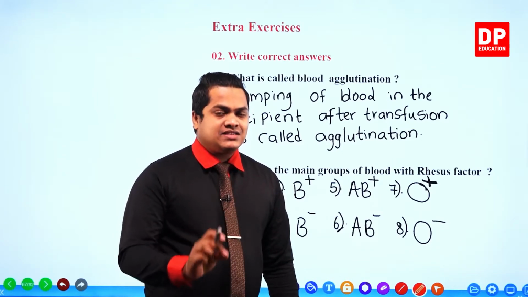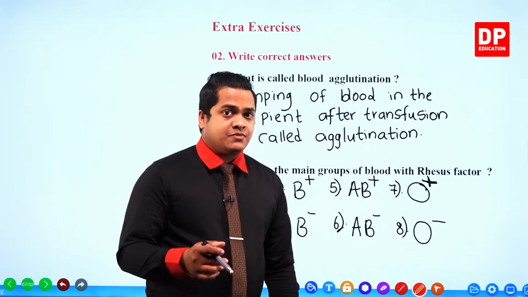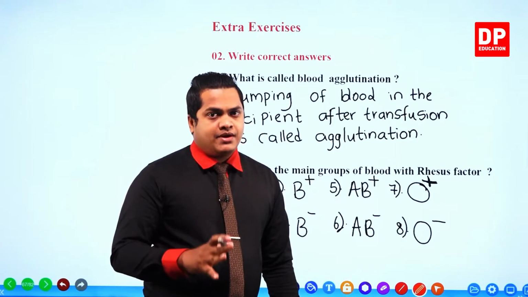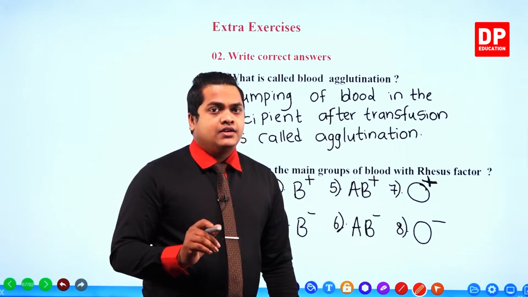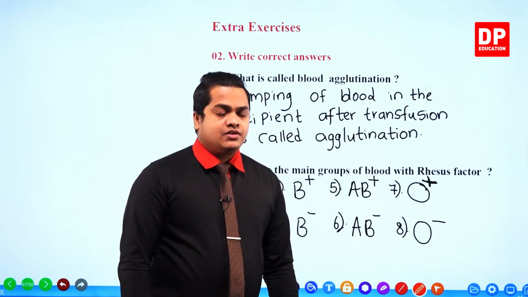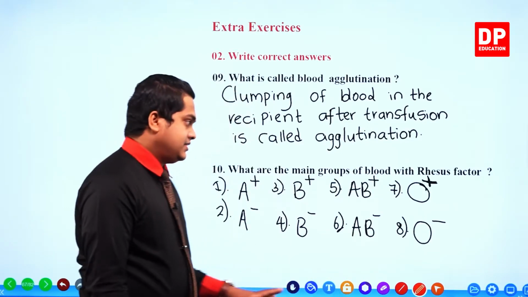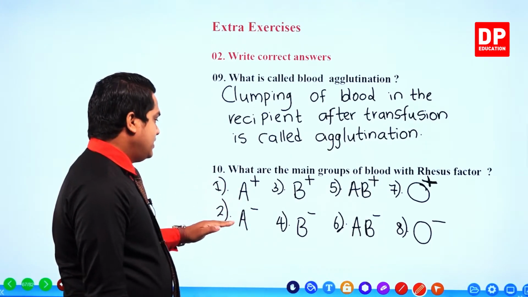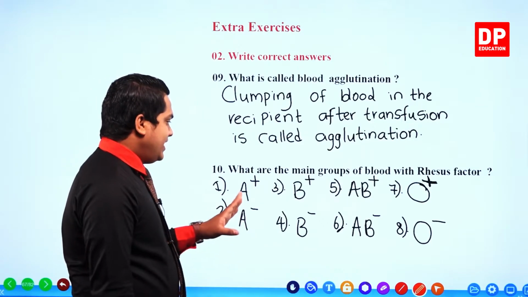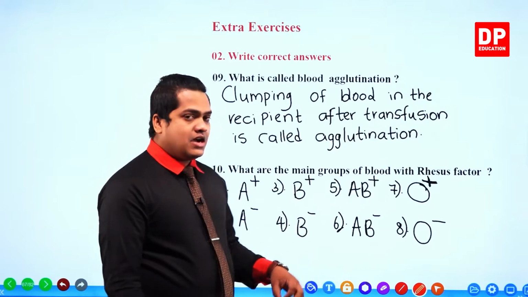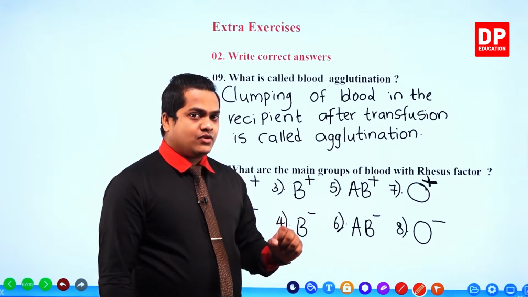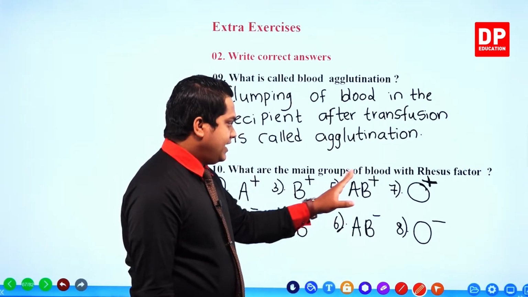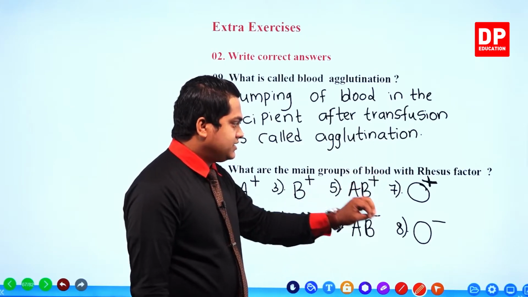One that can produce the rhesus protein is in the rhesus positive category. If they can't produce the rhesus protein, they are in the rhesus negative category. So according to that, there are 8 groups like this. A positive means Rh positive and A is the group. A negative means Rh negative, A is the group. B positive, Rh positive and B is the group. B negative, Rh negative, B is the group. In the same way, AB plus, AB minus, O plus, O minus.